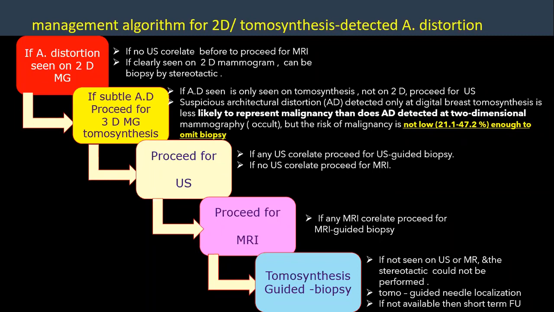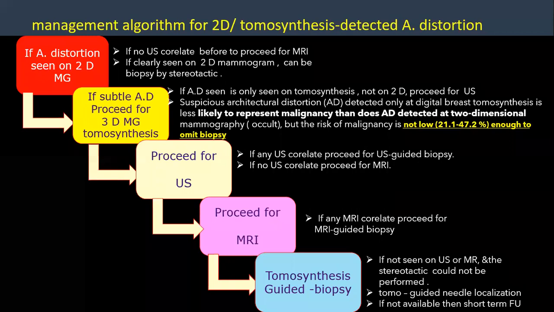We have to proceed to biopsy using the imaging at which we could see the abnormality, and which has the capability to be used as guidance for biopsy. This is the algorithm to manage architectural distortion.